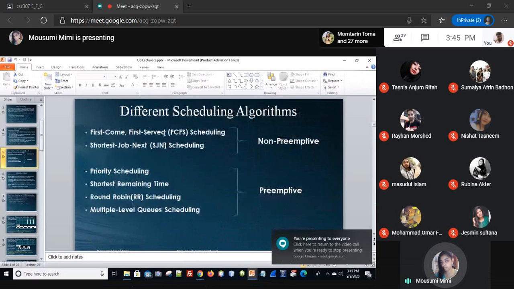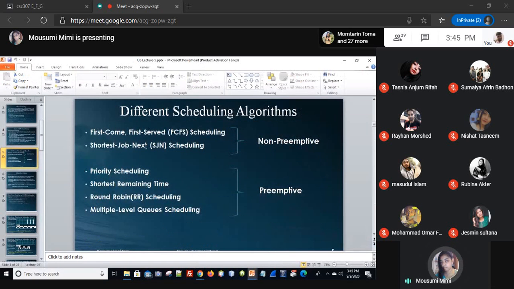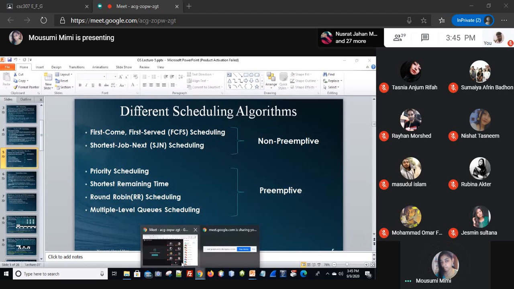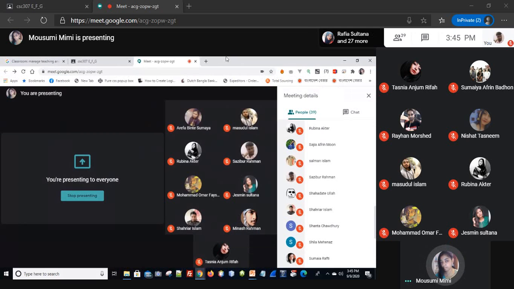First come, first serve, then shortest job next, then shortest remaining time and round robin. Among these four algorithms, which algorithm is super fast and which algorithm is super slow? Guys, think about the answer, and whatever you think, give me the answer.